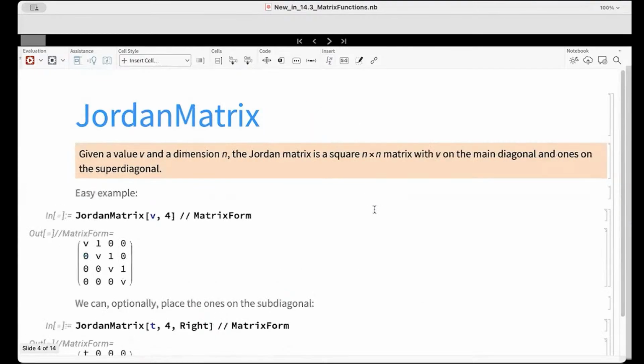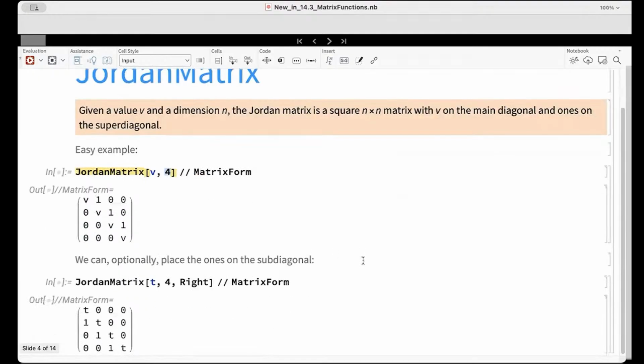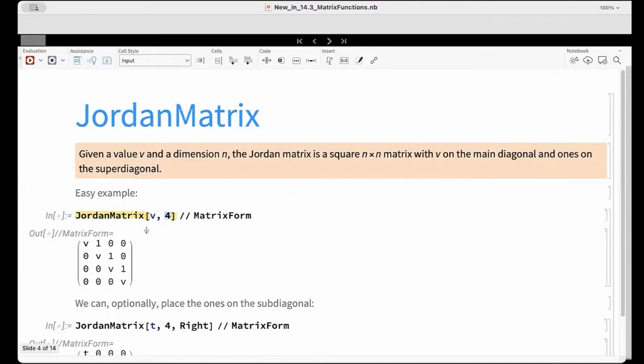Another is the Jordan matrix. And here we have, for a given value and a dimension, so V is the value, dimension 4, that many V's going down the main diagonal, and then ones on the super diagonal. And alternatively, we can reverse that placement. These are components of what's called the Jordan decomposition.